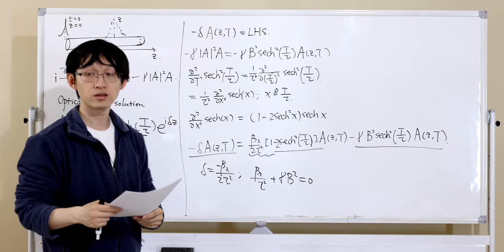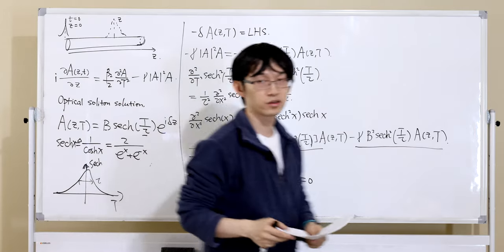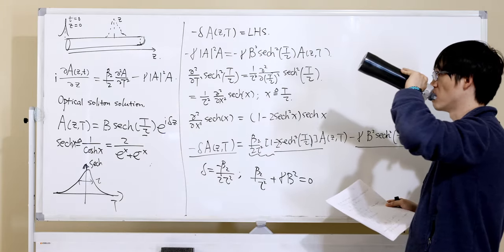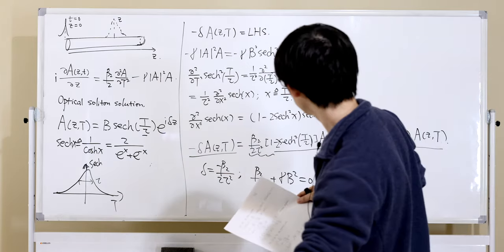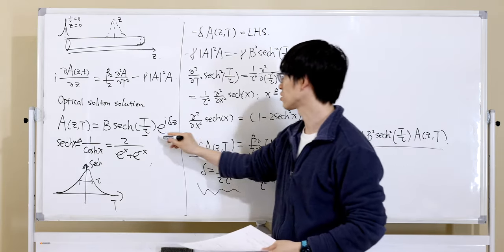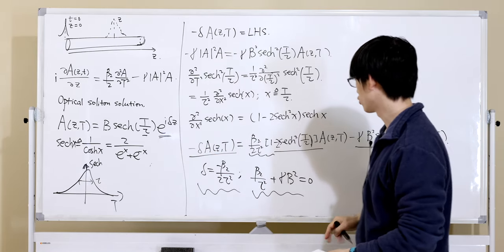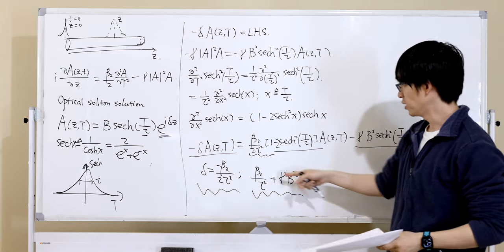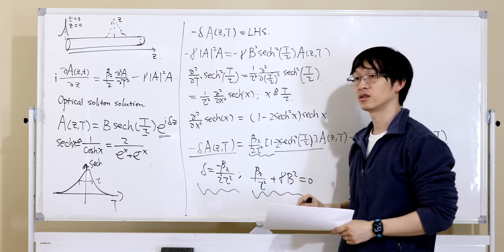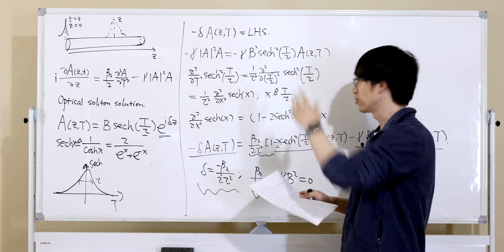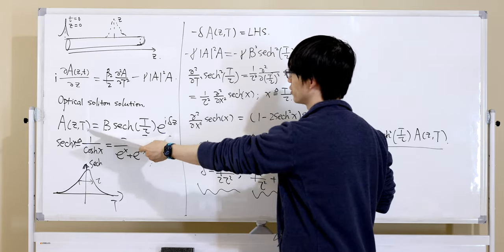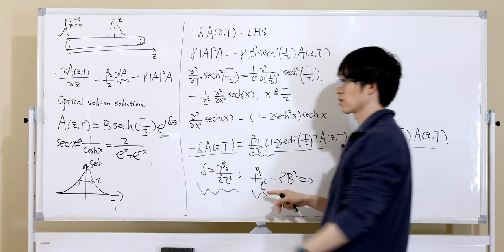So this is the condition for this solution to be true. And the first one is actually not really a big deal because it's just a propagation constant. But if you look at the second term, that's interesting, because beta 2 is the dispersion set by the fiber, and gamma is a nonlinear effect set also by the fiber and the material of the fiber. And B is the peak amplitude of your waveform, and tau is the pulse width of your light.